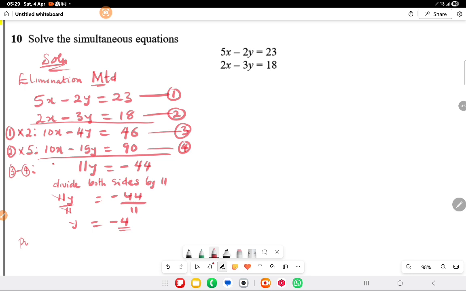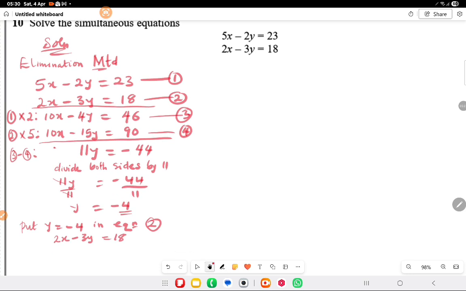Next step, put y equals minus 4 in equation 2. You can choose any of the original equations, but I choose 2. And equation 2 says 2x minus 3y equal to 18. Wherever we see y, we put minus 4. We have 2x minus 3 into minus 4 equal to 18. Then we have 2x minus 3 times minus 4 gives us plus 12 equal to 18.